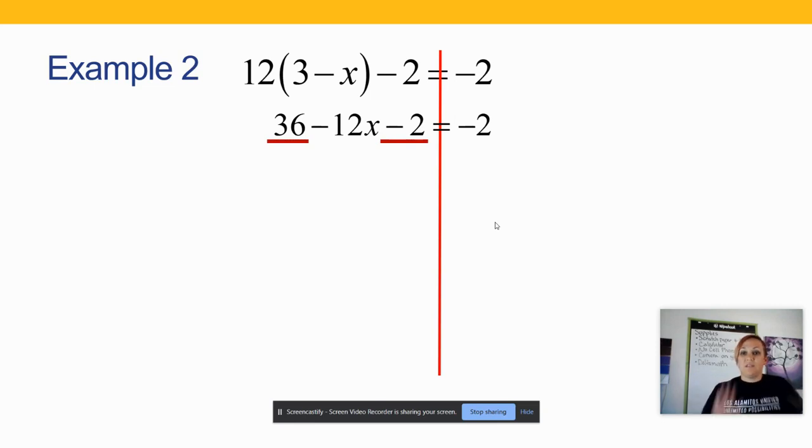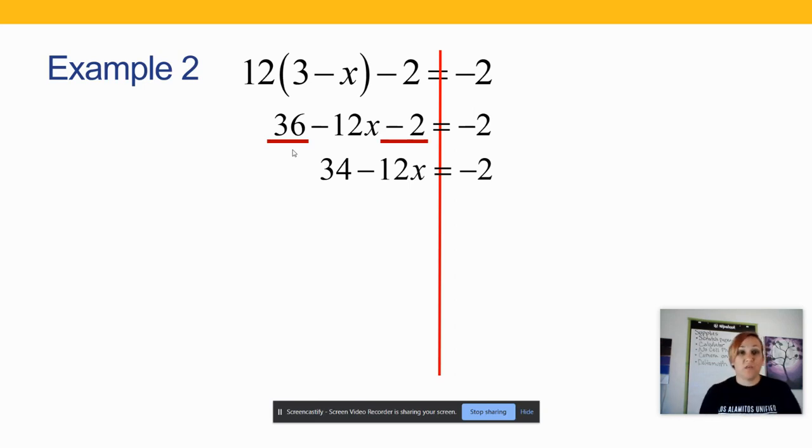Since they are both on the left-hand side of the problem, we can just combine them together as is. So I will be taking this 36 and I will be subtracting this 2, just like it says. Notice again, I did not do plus 2 and plus 2 because you can't do the same thing on the same side of that red bar.